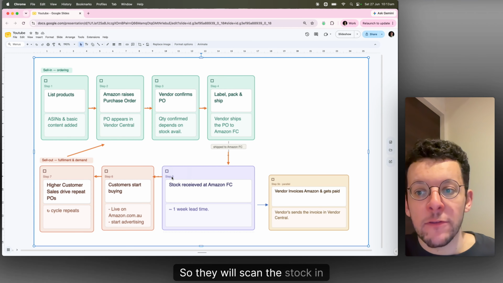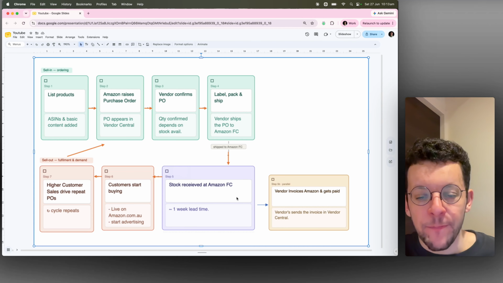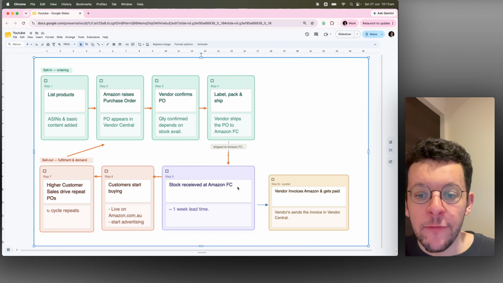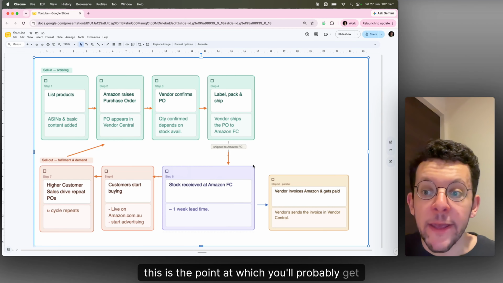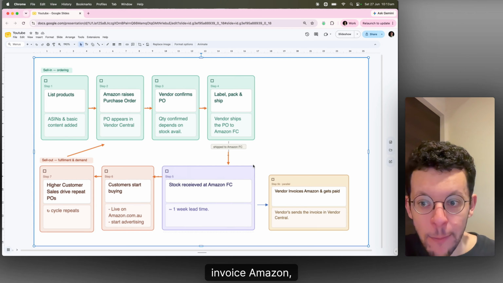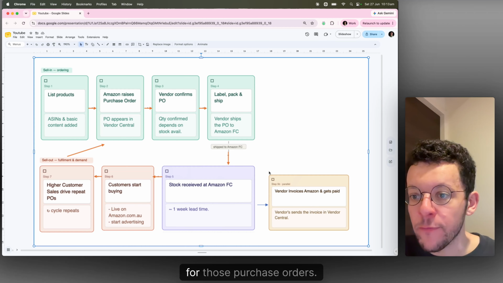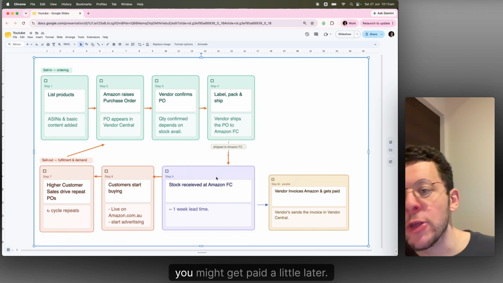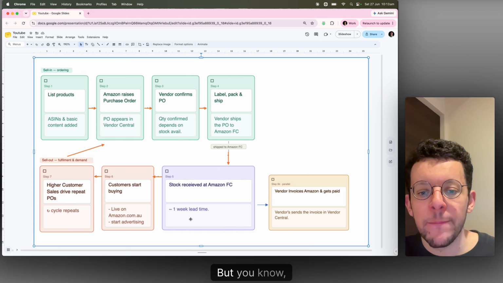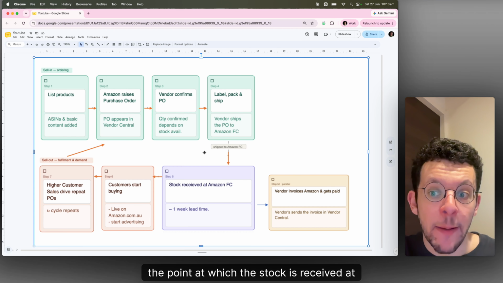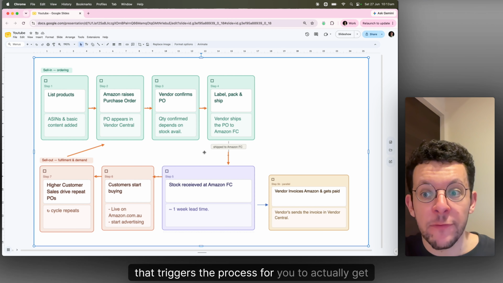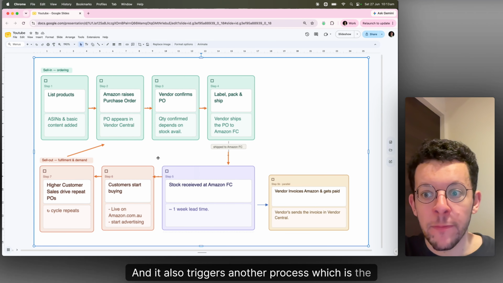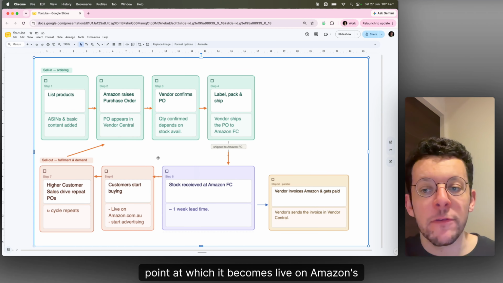So they'll scan the stock in. Step five is crucial because there's two things that happen. Firstly, this is the point at which you'll probably get paid, or you'll invoice Amazon for those purchase orders. And then depending on your payment terms, you might get paid a little later. But the point at which the stock is received at Amazon's warehouse, that triggers the process for you to actually get paid. And it also triggers another process, which is the point at which it becomes live on Amazon's website.